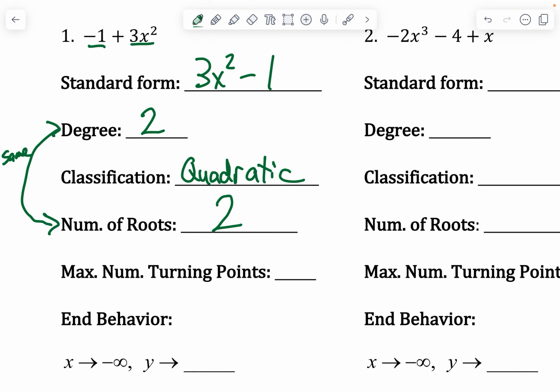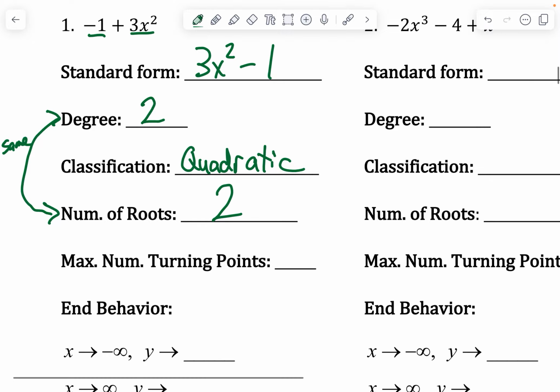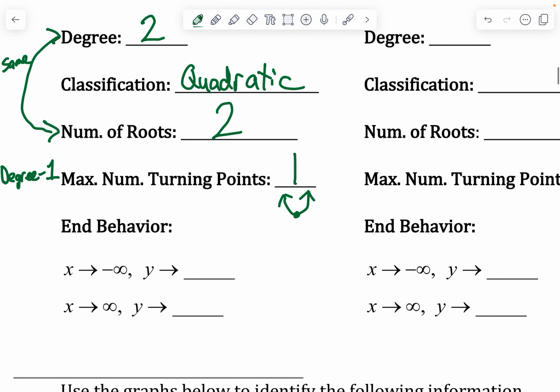Okay, now, turning points. My number of turning points is going to be, quick review, degree minus 1. Remember, this doesn't have to be the amount of turning points in my graph, but this can be the max number of turning points. So if my degree is 2, that means the maximum amount of turning points is 1. All right, and think about it like a parabola, a U shape, 1 turning point there, right?